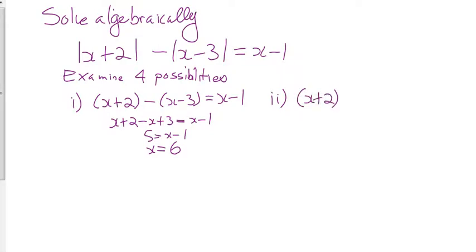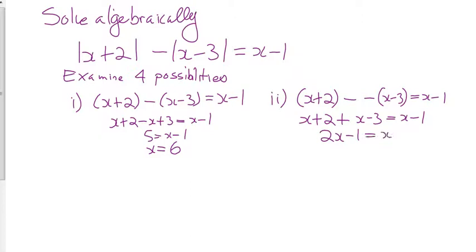The first expression is positive, and the second expression is negative. So it's minus the negative of x minus 3 equals x minus 1. So this becomes x plus 2 plus x minus 3 is equal to x minus 1. 2x minus 1 is equal to x minus 1. So x is equal to 0. Okay, so that's another possibility, right? Again, we don't know.